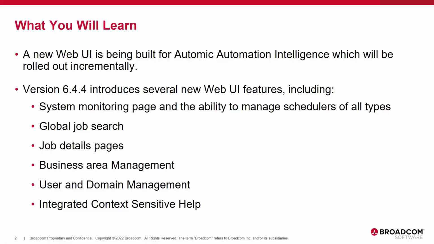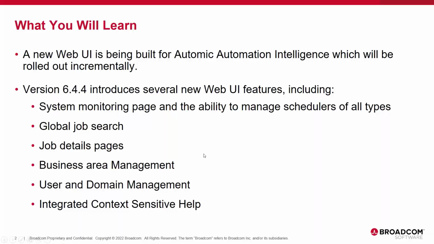These include the system monitoring page, which will give you a view of the overall health and status of your AAI server and the schedulers that are connected to it. We'll also take a look at the new global job search functionality, the job details page, which will give you a view of everything that we know about your individual jobs, as well as some administrative functionality, such as business area management and user and domain management. Lastly, we'll also be taking a look at the integrated context-sensitive help, which is now available in the web UI and will continue to evolve as the user interface itself evolves.